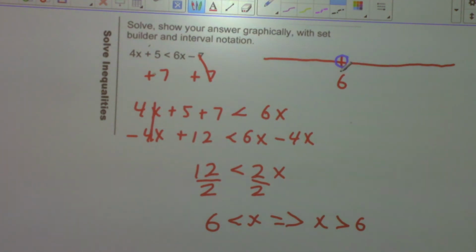A la derecha. It's less than, so it'd be to the left, a la izquierda. Greater than 6, right? See, 6 is less than x, or x is greater than 6. It'd go right. x is greater, so right.